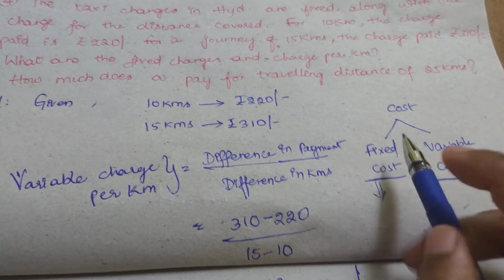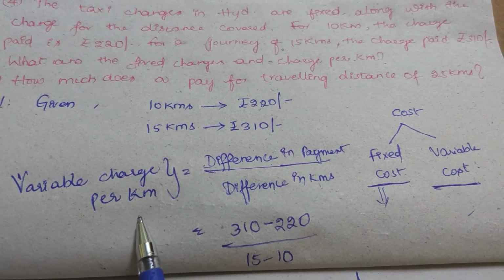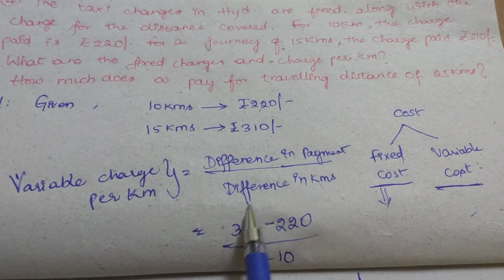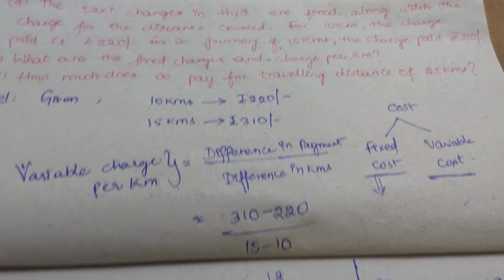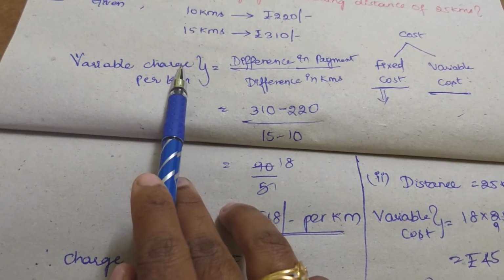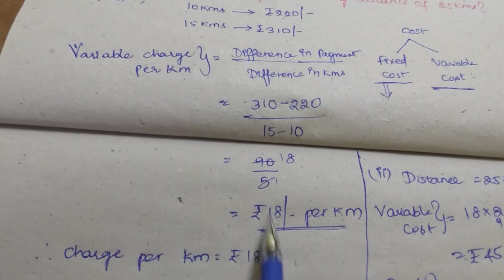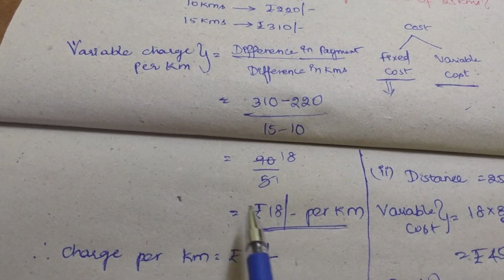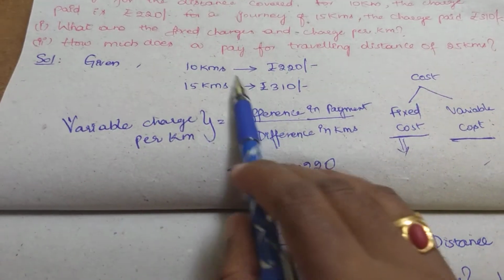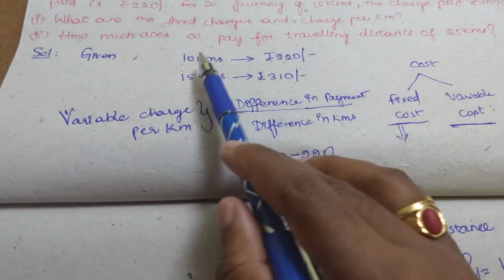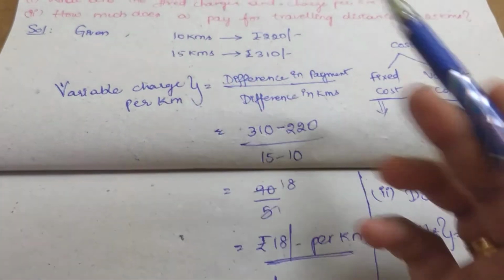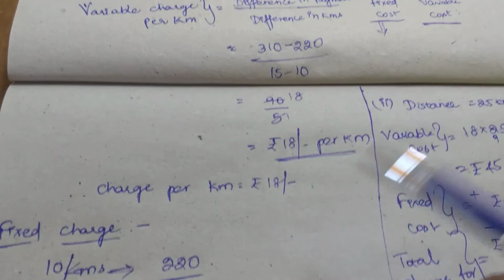So the variable charge per kilometer can be found with the formula: difference in payment divided by difference in kilometers. When you apply this formula, what value do you get? You will get the variable charge. Charge is in rupees, so per kilometer it will be 18 rupees per kilometer. This is variable cost. Then I have substituted in one of the equations. You can substitute in anything. Here I have taken 10 kilometers because that is smaller, so the values are simple to calculate.